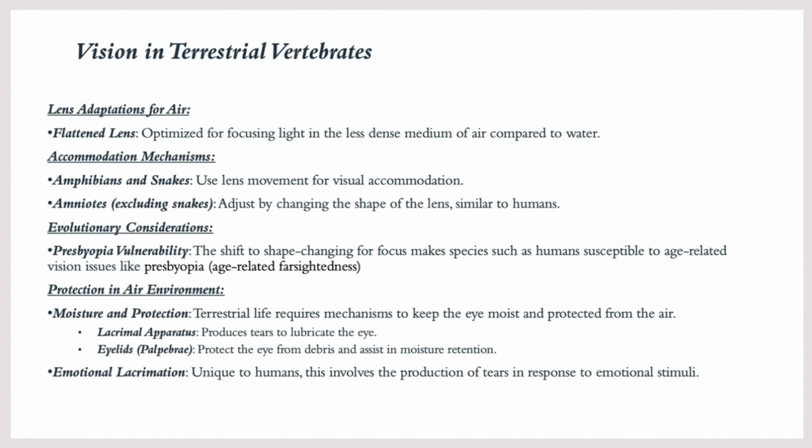Now, something that is very unique to humans is the emotional lacrimation. So we are the only species that is able to cry in response to an emotional stimulus, basically. No other animal is able to cry because of an emotional stimulus, as far as we know. They are still able to produce tears, of course, but this is to protect the eye from friction.